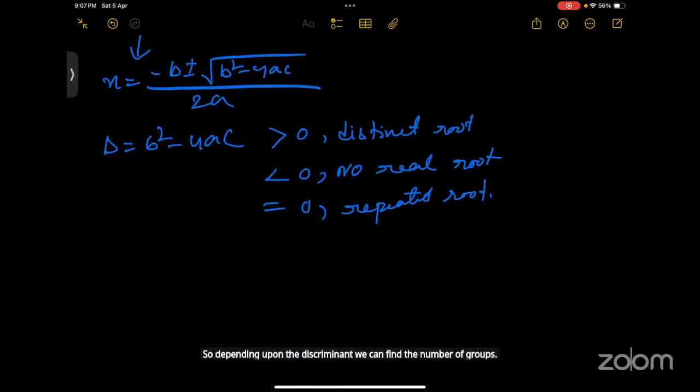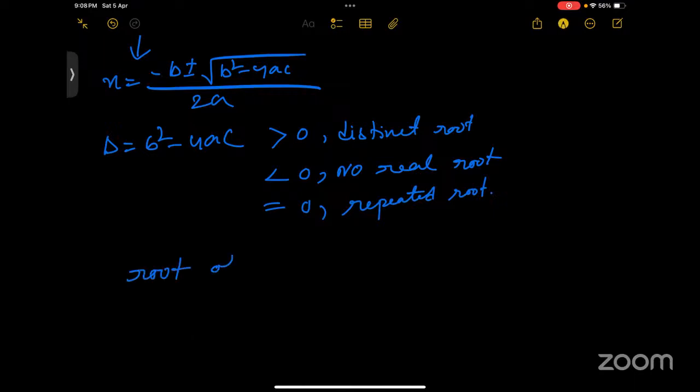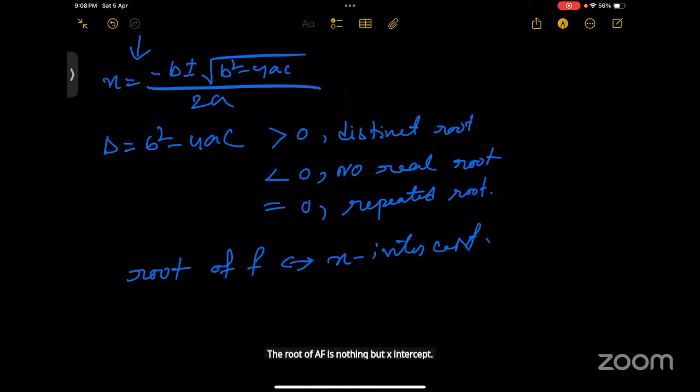So what is a root? Basically, it is the x-intercept of the graph of the function, right? The root of f is nothing but the x-intercept. Right? Yes, yes, ma'am.